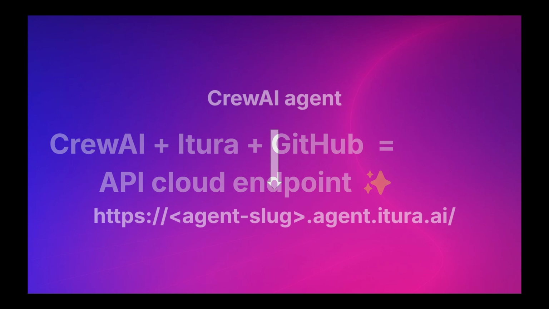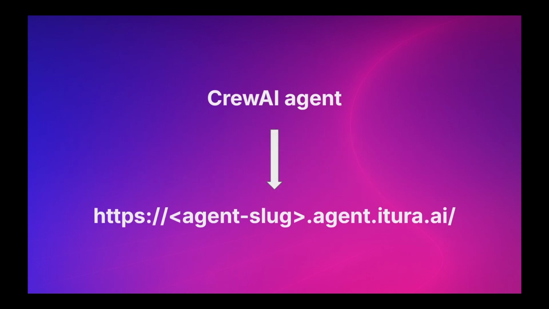Okay, so this is what we'll have at the end of this video. Starting from a typical CrewAI setup, we'll get a unique URL for our agent. Sending a POST request to this URL will kick off our CrewAI agent to start executing. And we'll have a dashboard where we can monitor the execution progress, view logs, check metrics, and things like that. So let's get started.